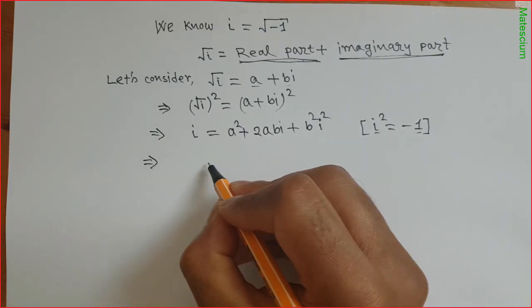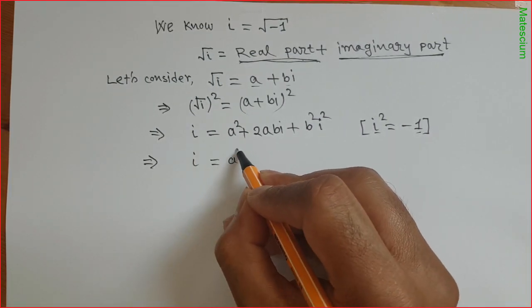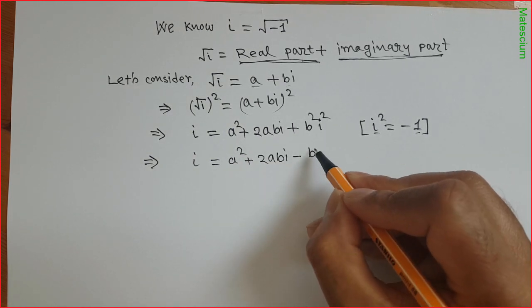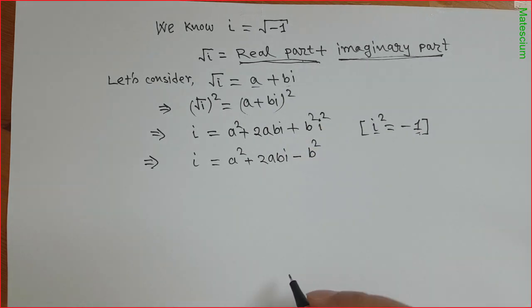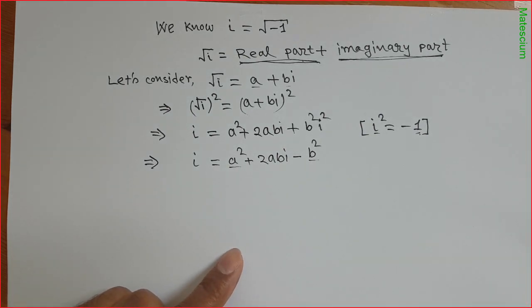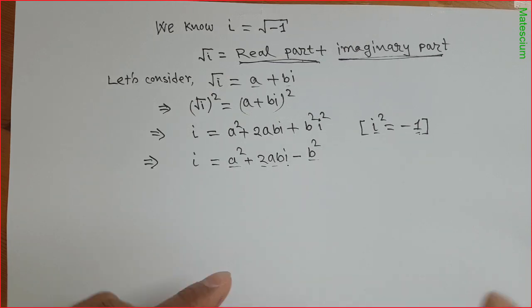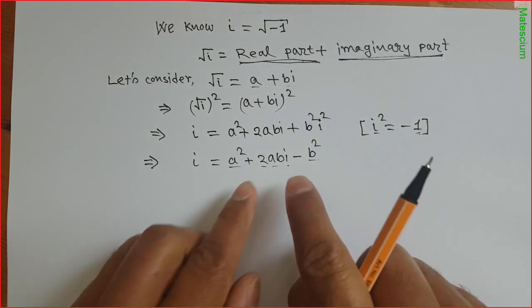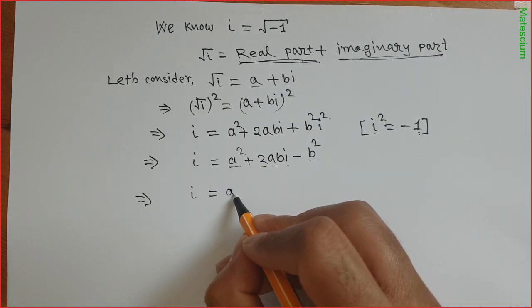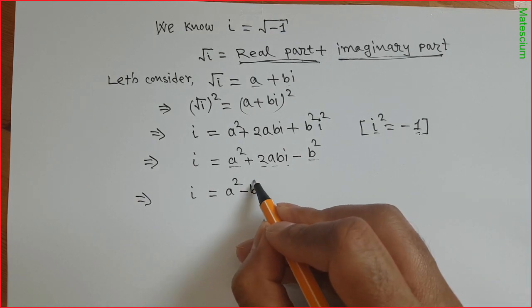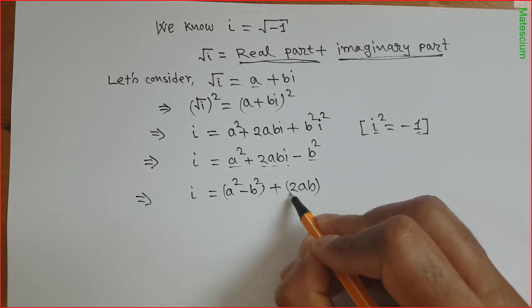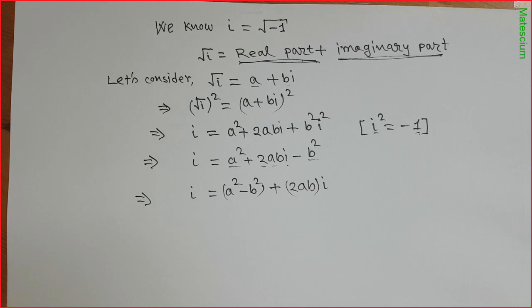And the next equation becomes i is equal to a square plus 2abi minus b square, because this i square is equal to minus 1. Look at this equation. This part and that part, they are real number or real part, and this is imaginary part. So I can rewrite this real part together and this imaginary part together. So the next step is i is equal to a square minus b square, their real part, plus 2ab i, the imaginary part.